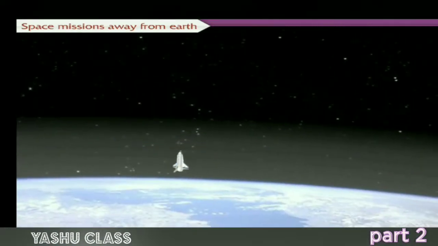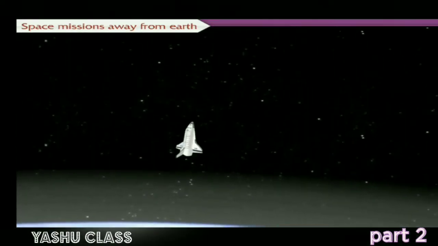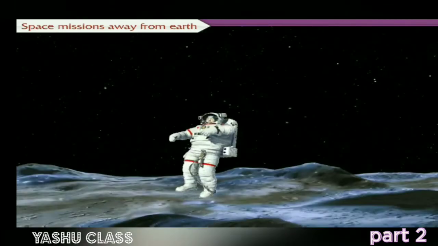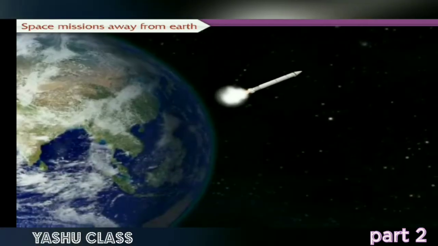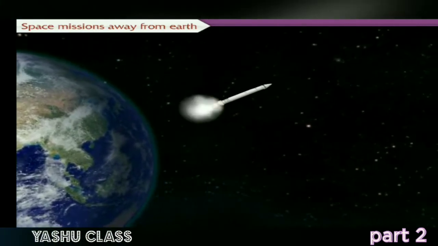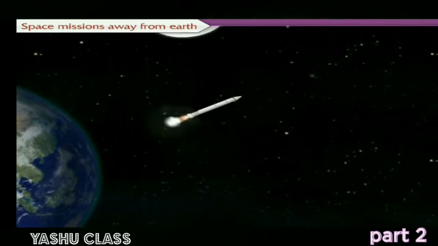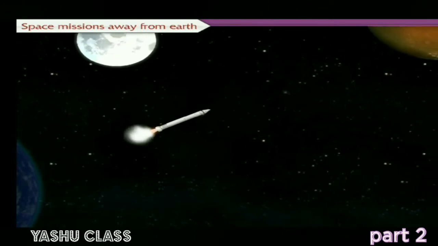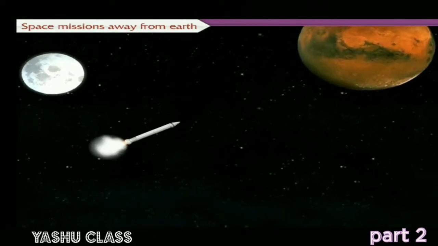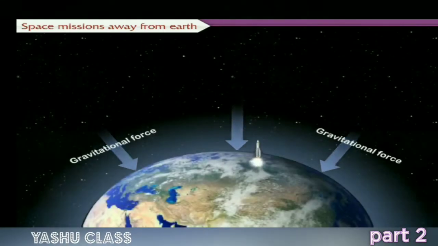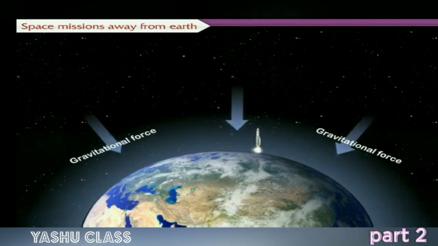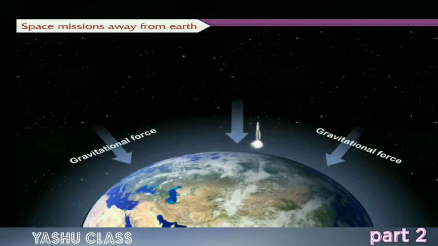In these missions, spacecrafts are sent to the objects in the solar system nearby Earth to observe them more closely. New information has been obtained from such missions, and it is helping us to understand the creation and evolution of our solar system. For such missions, the spacecrafts must escape the Earth's gravitational force to travel into the outer space.